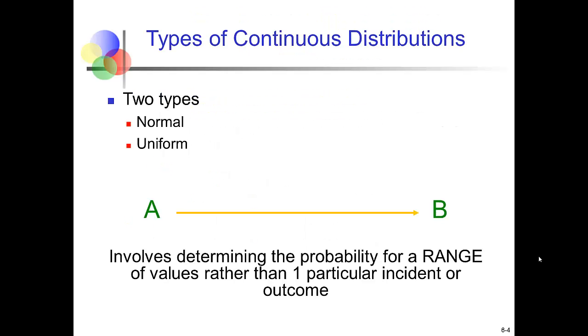For Chapter 6, we're only going to talk about two kinds of continuous distributions, the normal distribution and the uniform distribution. And there's something different here than what we did when we were looking at discrete distributions. For discrete distributions, we could talk about the probability of an individual value. For continuous distributions, we talk about the probability of a range of values instead of a single value. So for some range of values from A to B, what's the probability of the random variable taking on the values in the interval between A and B?